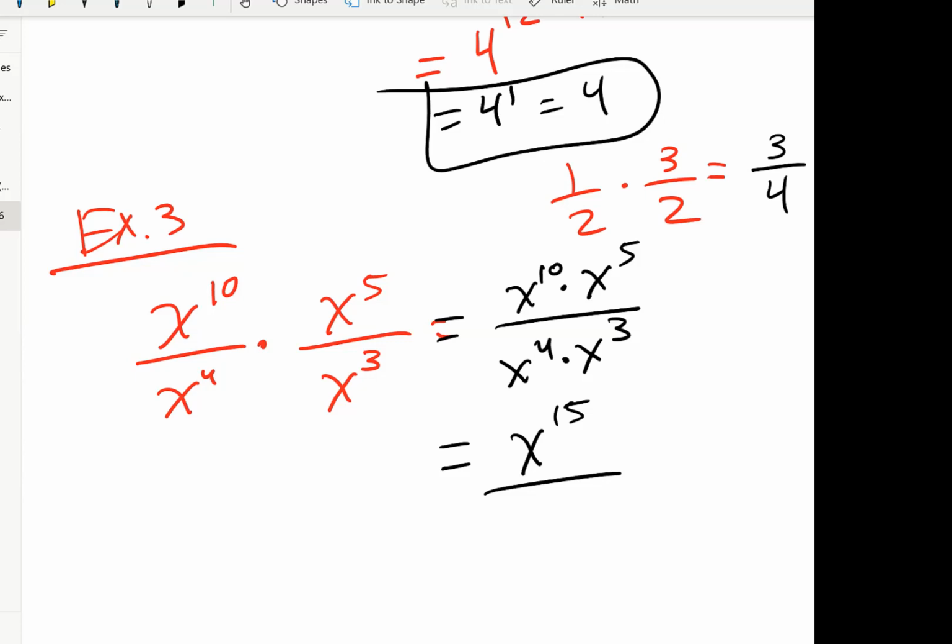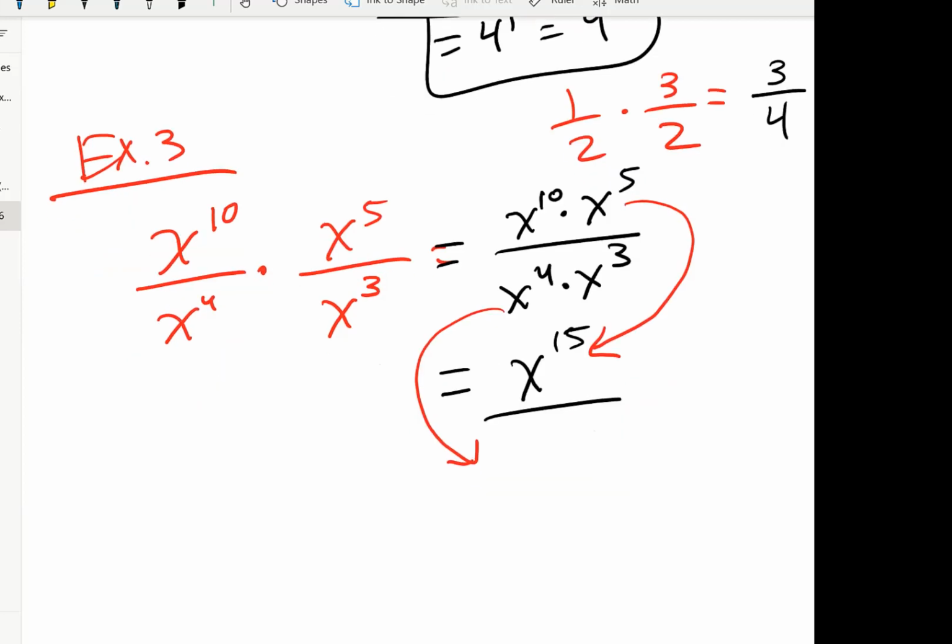Angelina, I want you to do the bottom one. Gael did the top one, which he got x to the 15th. I'll draw an arrow from it. He went from here to here. Now I'm asking you to go from here to here. What's x to the 4th times x to the 3rd? X to the 7th? Yes. So now we have x to the 15th over x to the 7th.